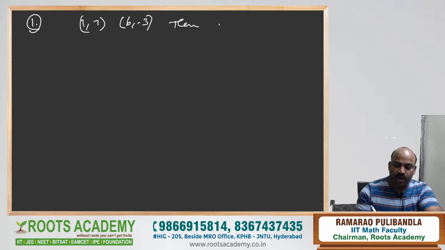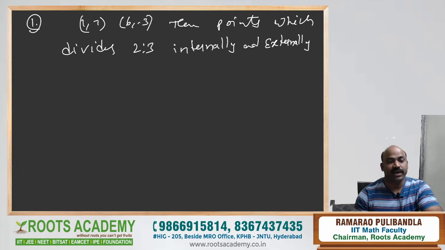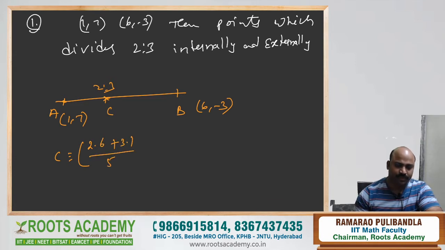Find the points which divide these two points internally and externally in the ratio 2 is to 3. A very simple question. Take the given points A as (1, 7) and B as (6, minus 3). I want a point C, for internal division 2 is to 3. So how will I get it? Direct formula: C is ((2 into 6 plus 3 into 1) by 5, comma, (2 into minus 3 plus 3 into 7) by 5).